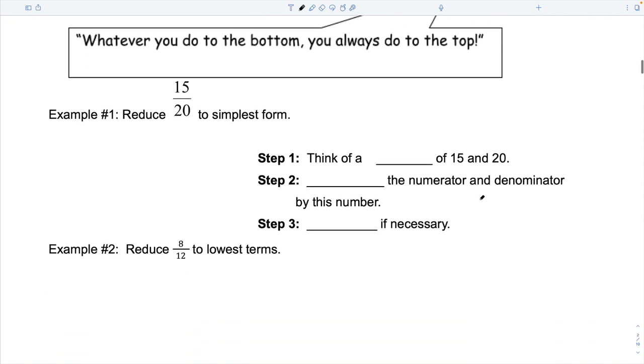Okay. So to reduce these, there are 3 steps. When you have 15 over 20, that's not simple. We want to simplify it. Here's what we do. In my head, I'm thinking, what is the GCF of 15 and 20?